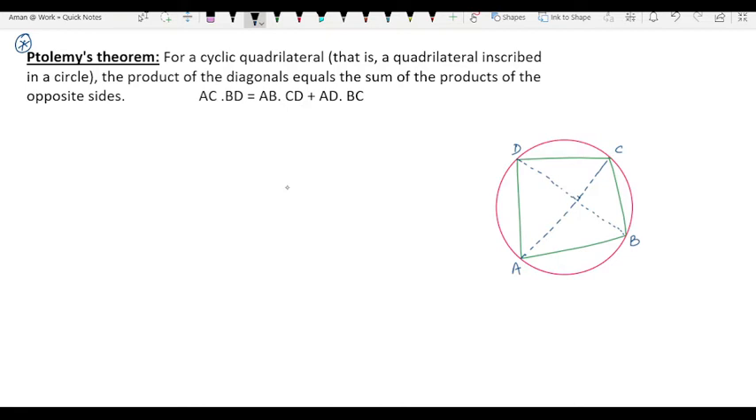So here ABCD is a cyclic quadrilateral, and the sum of the products of the opposite sides, that means AB into CD, plus AD into BC. So these are the opposite sides AB and CD, as well as AD and BC. So how are we going to prove this? For that, we have to make some constructions here.